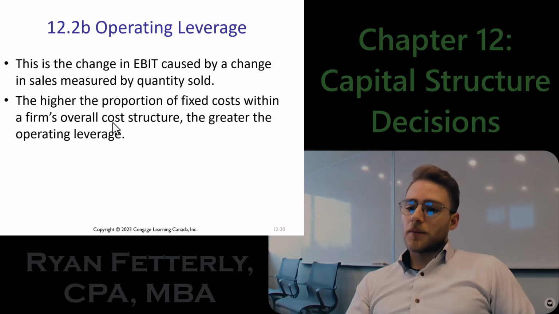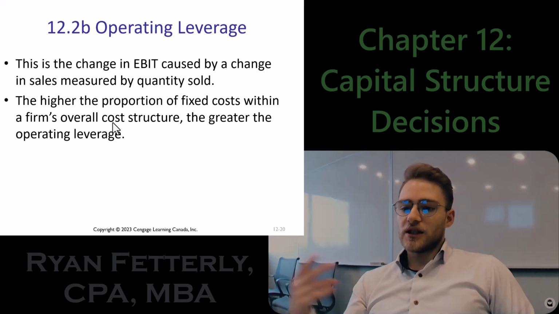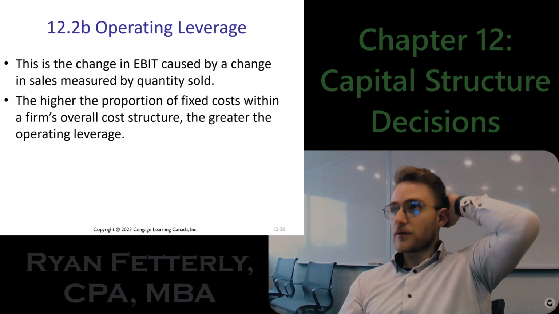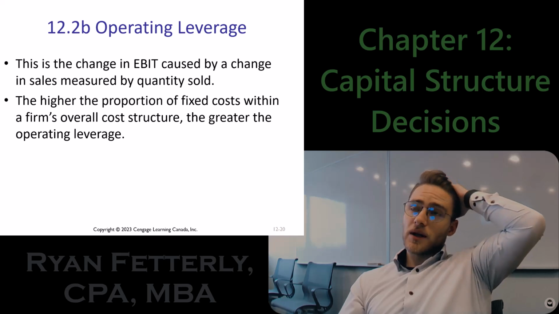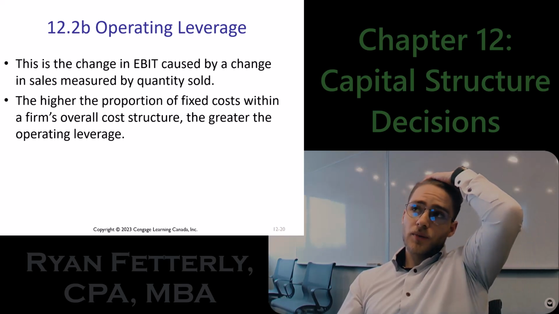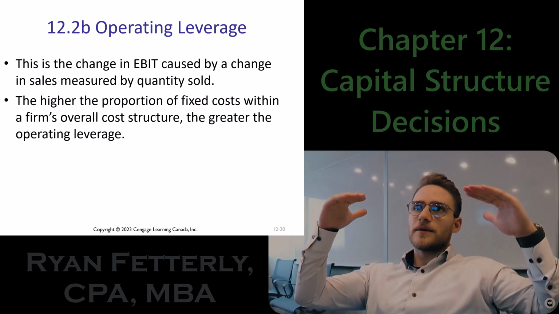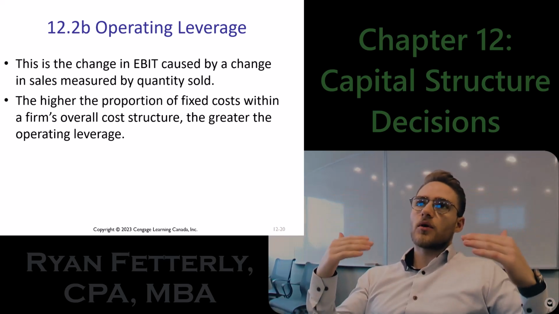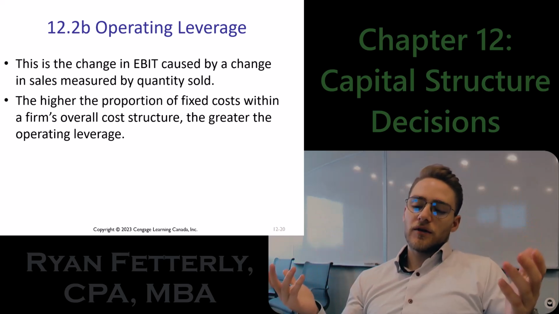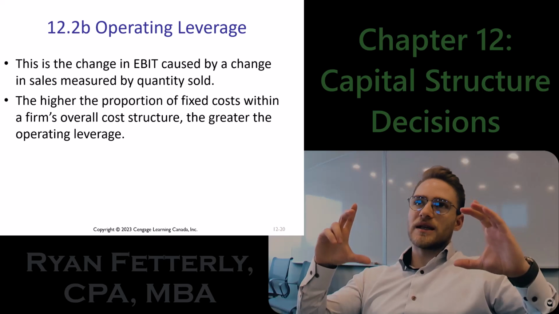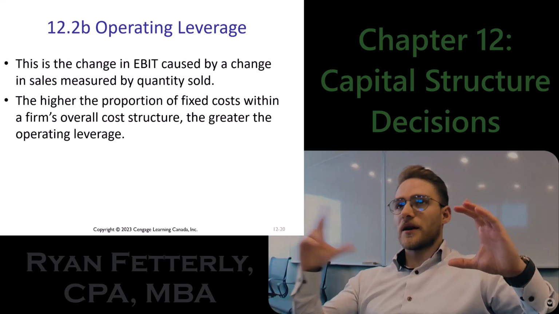Whereas when you have operating leverage, in this case, this is the change in EBIT caused by the change in sales measured by quantities sold, right? So the higher the portion of fixed costs within a firm's overall cost structure, the greater the operating leverage. So if you think about it like this, our operating leverage increases the more fixed costs that we have, right? Say you're running a company with $1,000 in fixed costs. If you do absolutely no sales in that year, your loss would be $1,000, right?